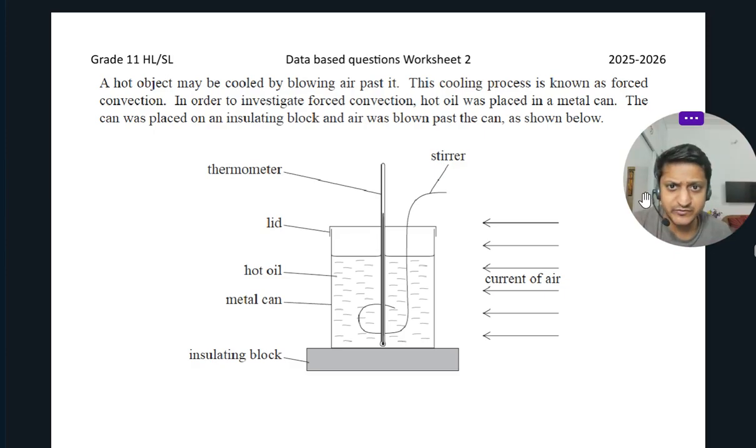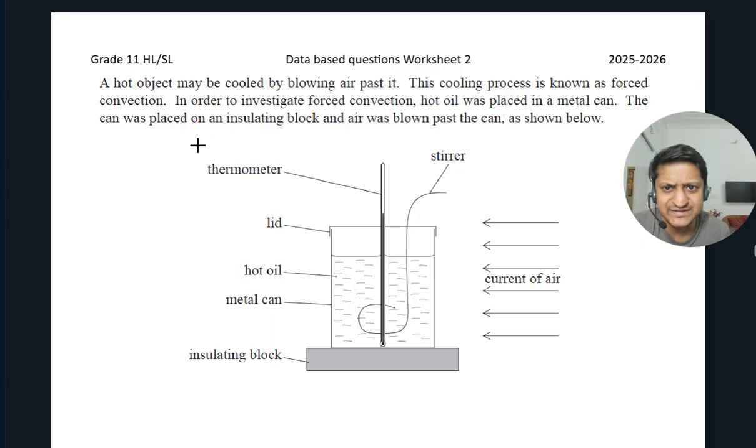This question is from the database questions from IB DP1 DP2 program. So let's see what's there in the question. The question says that a hot object may be cooled by blowing air past it. So this is the apparatus there. This cooling process is known as forced convection.